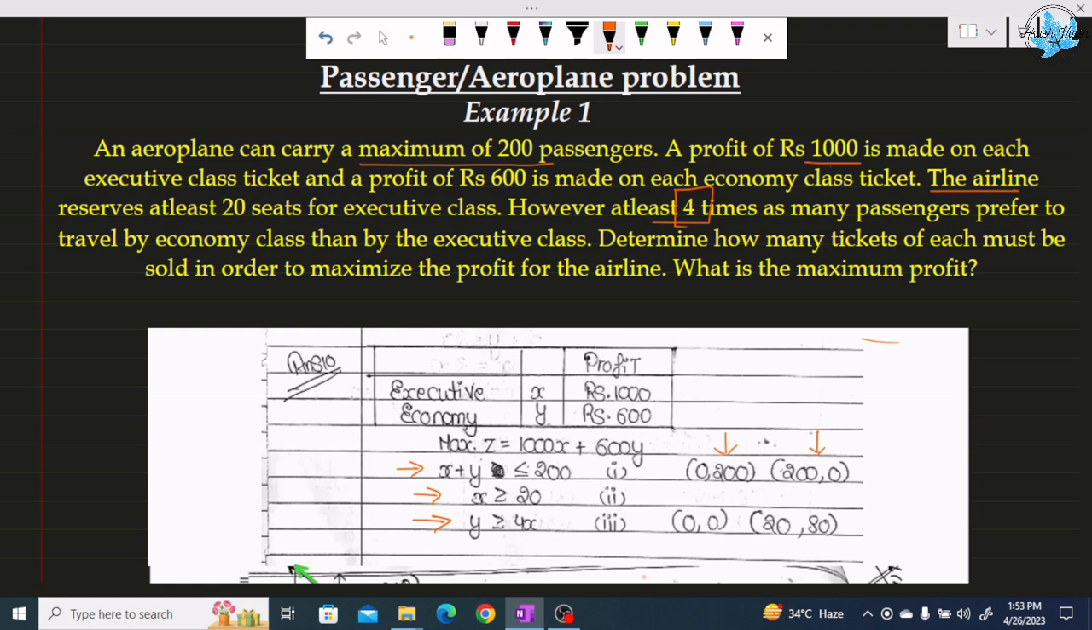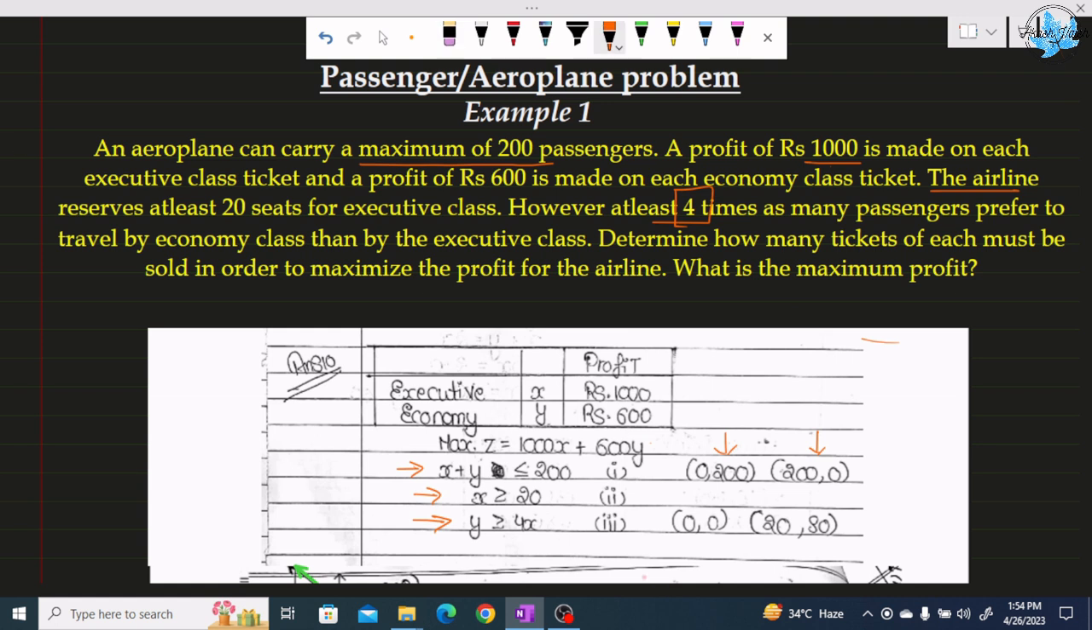The second equation is x is greater than or equal to 20. That is already an equation, which means the line will be parallel to the y-axis. When x is equal to 20, to draw the graph of this line, we know this line is parallel to the y-axis.